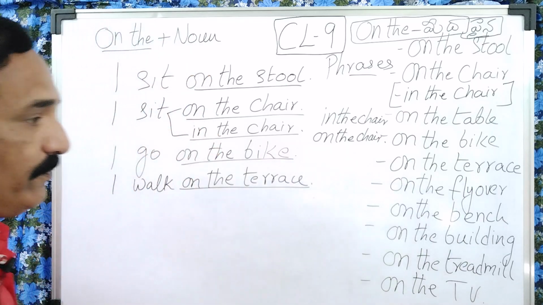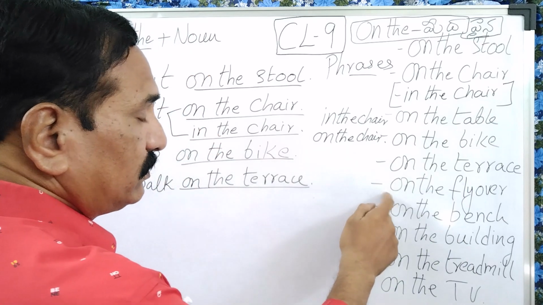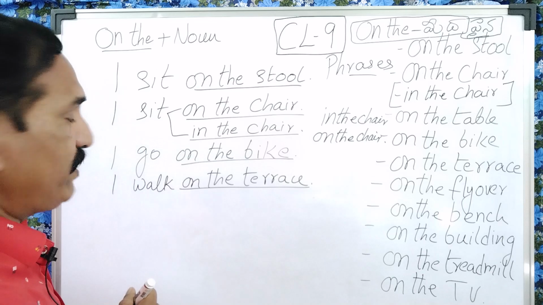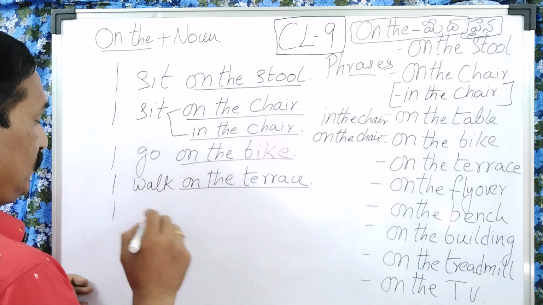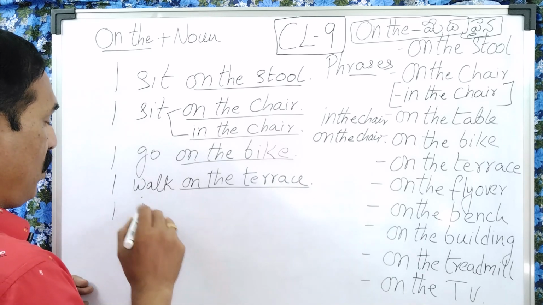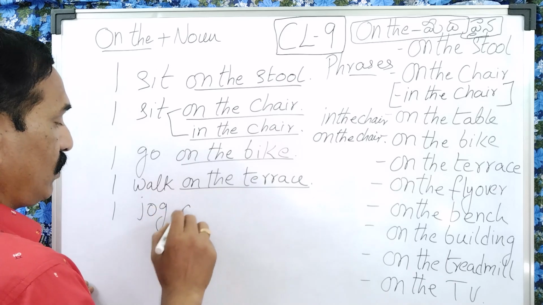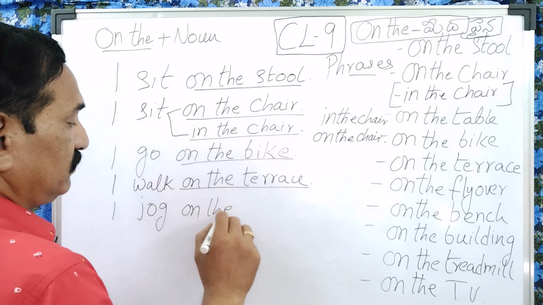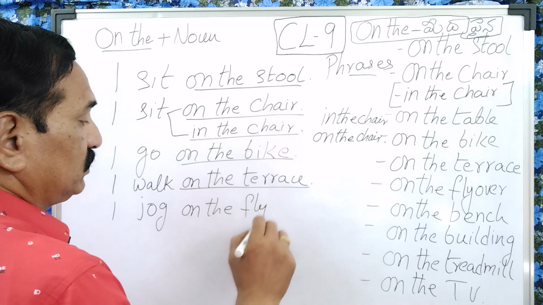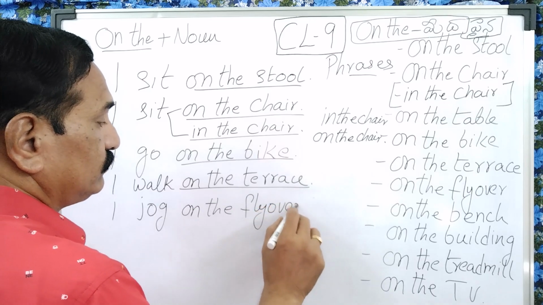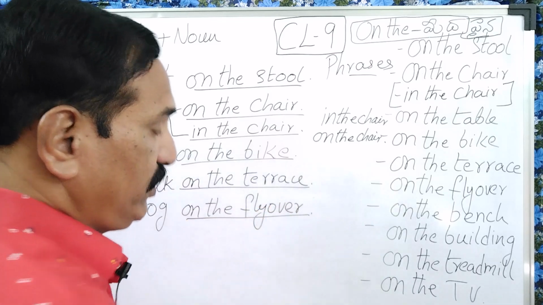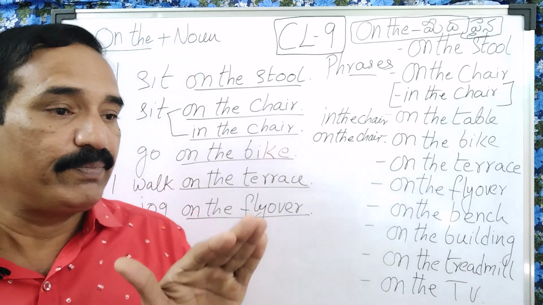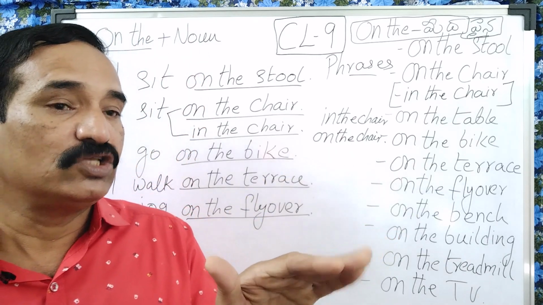Okay, that's why. And then flyover. I jog on the flyover. On the flyover. నేను బ్రిడ్జి మీద జాగింగ్ చేస్తాను.